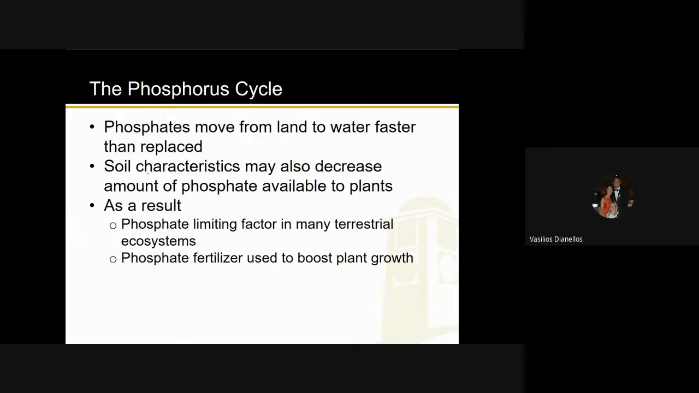So phosphates move from land to water faster than they're replaced, meaning, with just normal weathering, we get phosphates off of rock, right? When it dissolves, it goes from the abiotic to the biotic. That happens quickly. What doesn't happen quickly is it going from the biotic back to the abiotic.